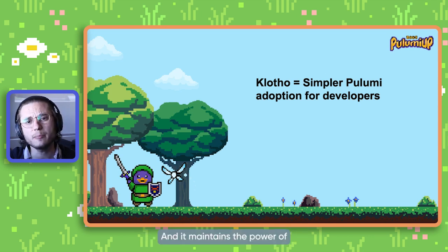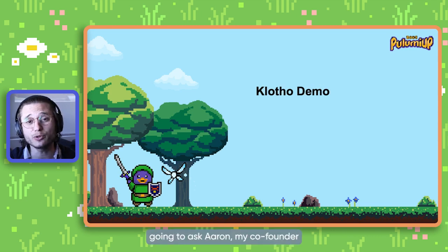And it maintains the power of everything that Pulumi brings to the table, from stack management to the deployment process, configuration storage, with Klotho absorbing the complexity of building those and translating those application constructs into cloud constructs. To show you how this works, I'm going to ask Aaron, my co-founder, to walk you through a demo.